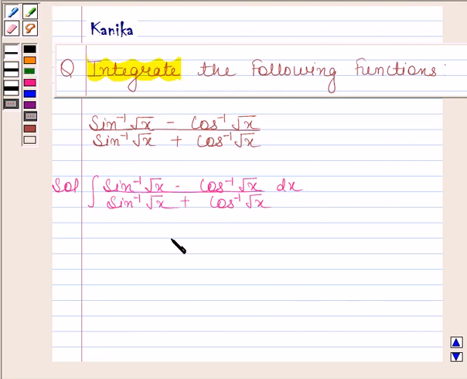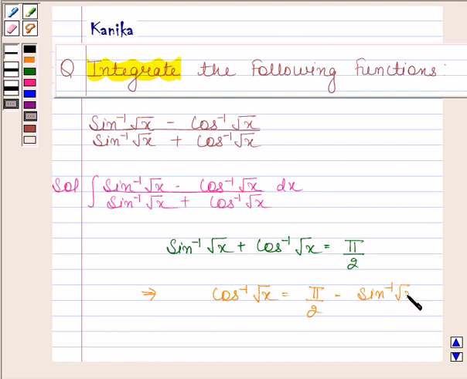First of all, we should know that sin inverse root x plus cos inverse root x is equal to pi by 2. And sin inverse root x plus cos inverse root x equals pi by 2 implies cos inverse root x is equal to pi by 2 minus sin inverse root x.